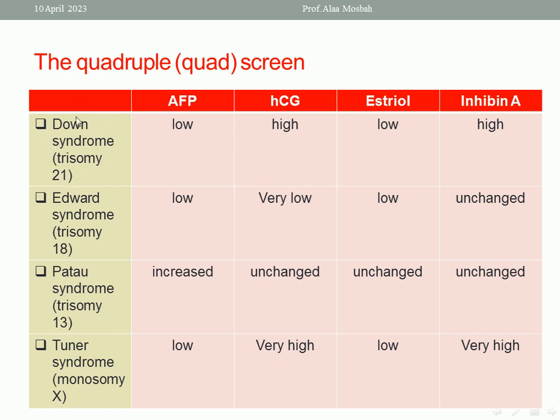For example, in Down syndrome, we measure alpha fetoprotein, HCG, estriol, inhibin A, as I said before. In Down, you will notice that HCG is high and inhibin A is high. In Edward, HCG is very low, estriol is low, alpha fetoprotein is low. In Patau syndrome, alpha fetoprotein is increased while HCG, estriol, inhibin A are unchanged. In Turner syndrome, alpha fetoprotein is low, HCG is very high, estriol is low, inhibin A is very high.